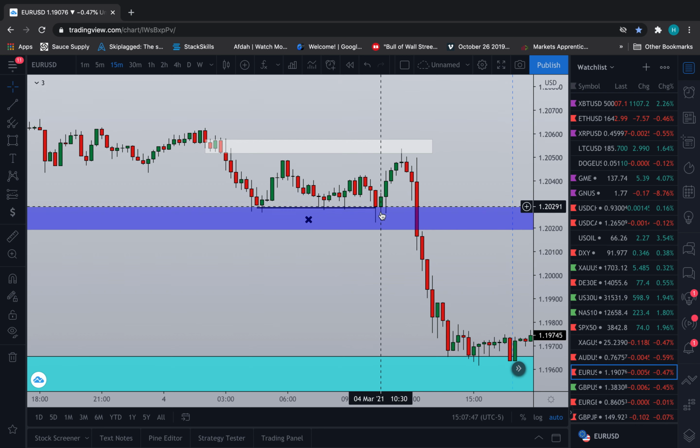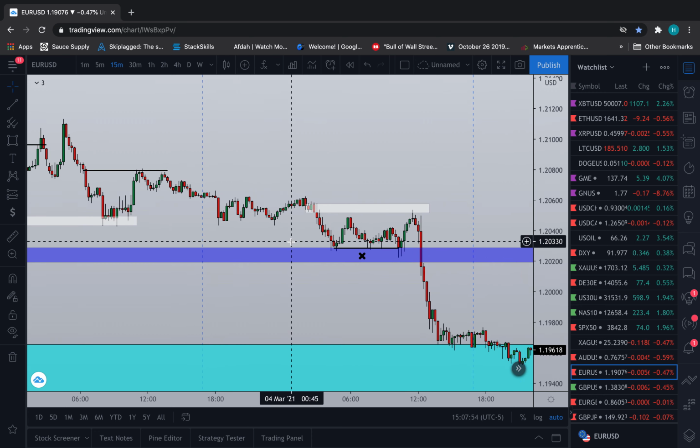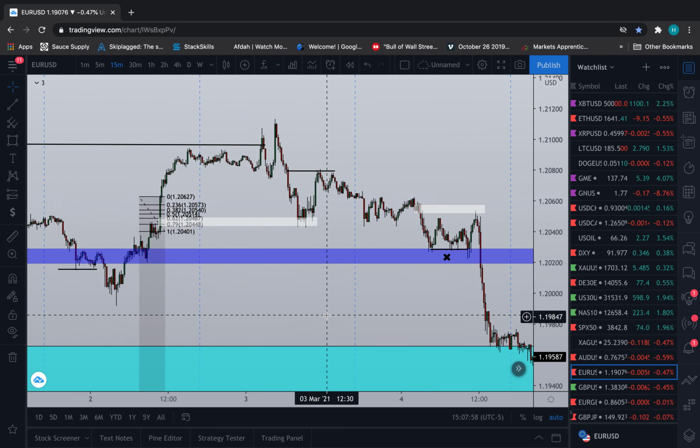Try and see how they behave off of that. And if they're reversing, you take that trade. You counter trade. Okay? The worst thing that can happen is your stop loss gets hit.